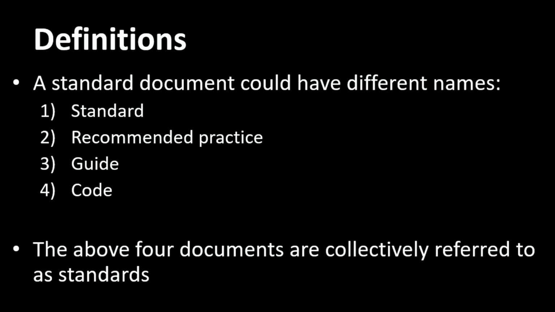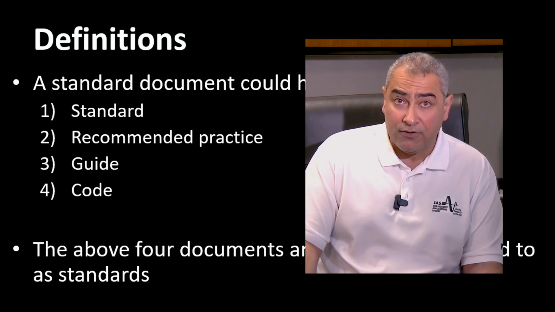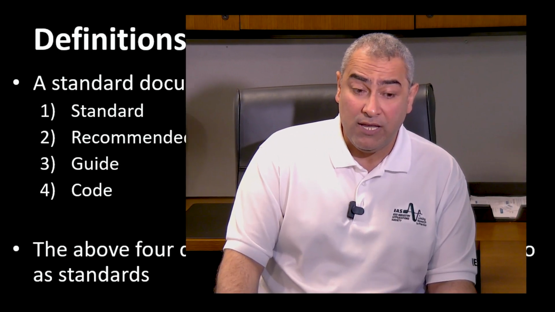First, a standard document could have different names, and hence I started with document names. A standard document can be called a standard, a recommended practice, guide, or code, and we just shared some examples. Collectively, all four documents are referred to as standards. So when I say standard, of course, I recommend being more specific, but when I say standard, I could be referring to a standard, recommended practice, guide, or code.